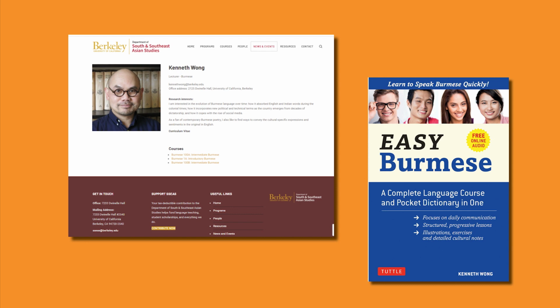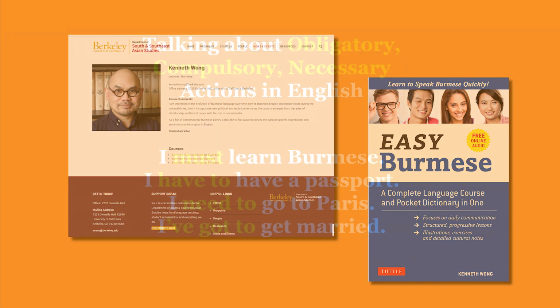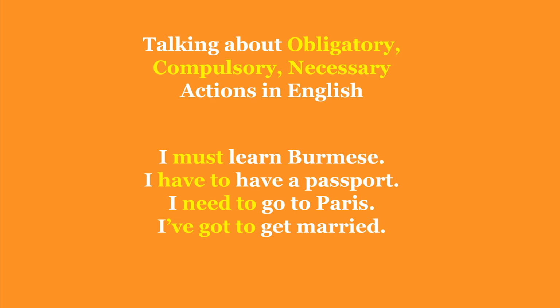Kenneth Wong ပါ. In English, when you have to express obligatory acts, inevitable acts, you often use verbs like must or have to or need to. For example, I must learn Burmese. I have to learn Burmese. I need to get my passport, and so on.